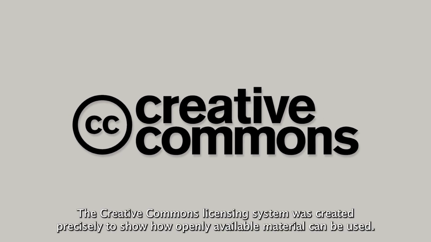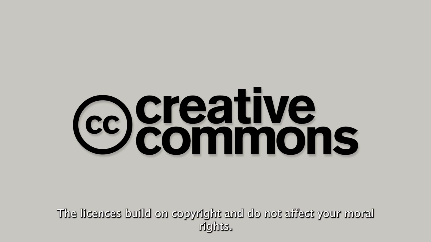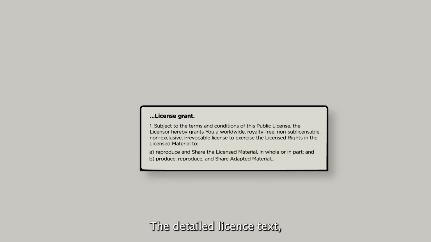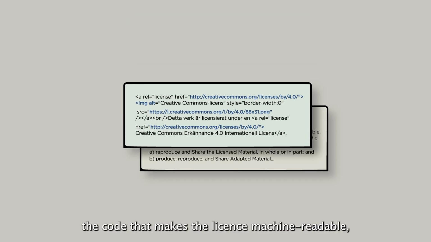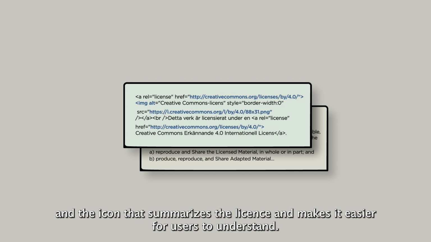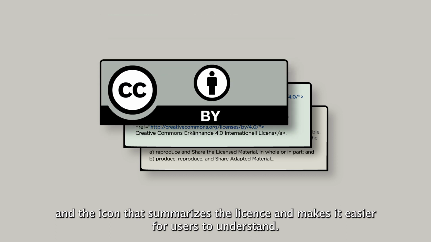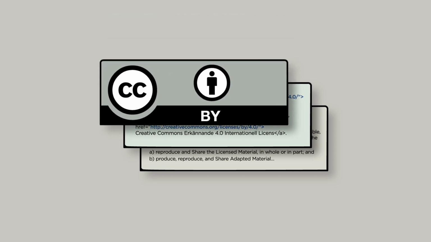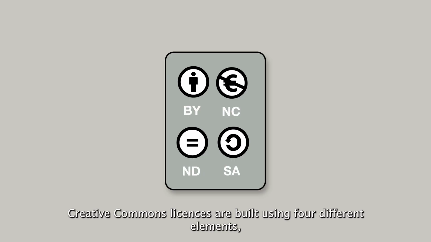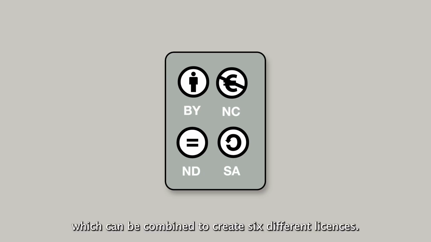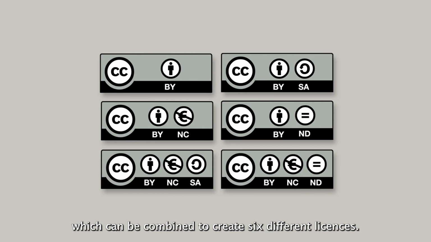The Creative Commons licensing system was created to precisely show how openly available material can be used. The licenses build on copyright and do not affect your moral rights. A Creative Commons license consists of 3 layers: the detailed license text, the code that makes the license machine readable, and the icon that summarizes the license and makes it easier for users to understand. Creative Commons licenses are built using 4 different elements, which can be combined to create 6 different licenses.